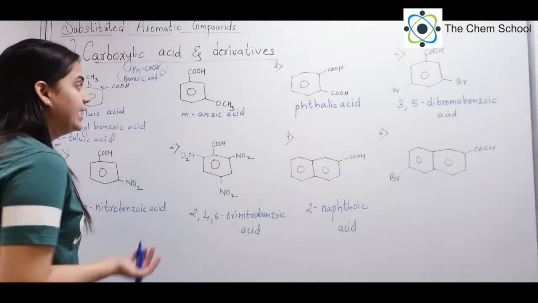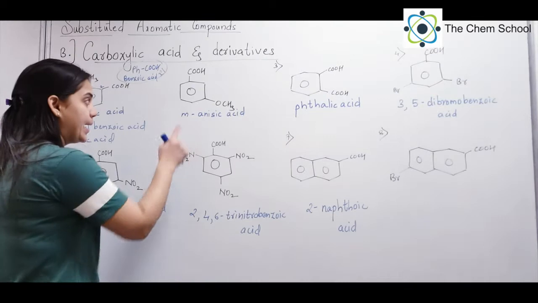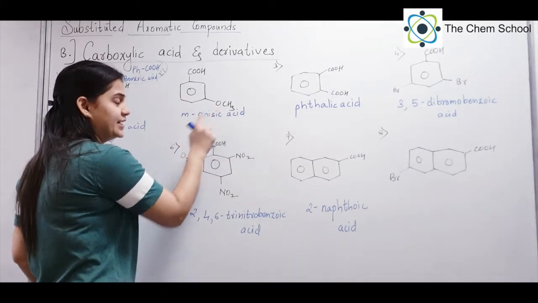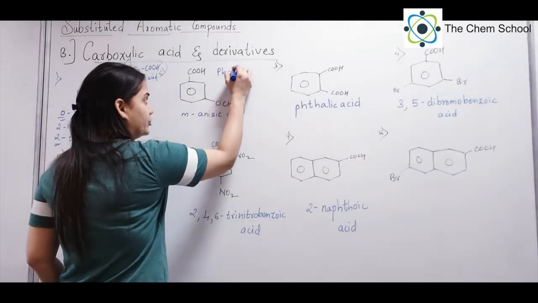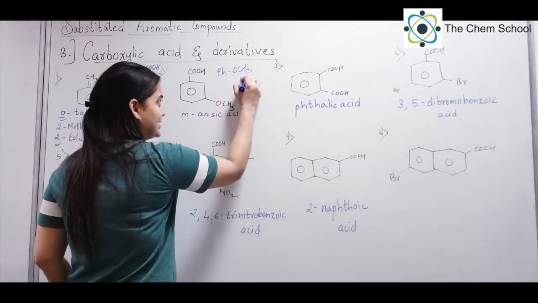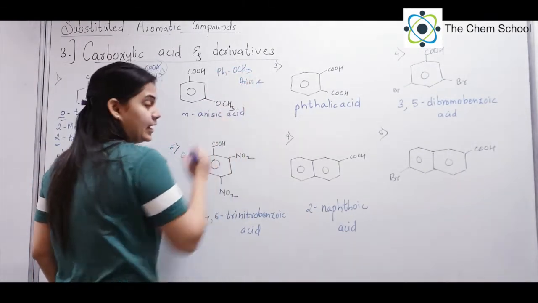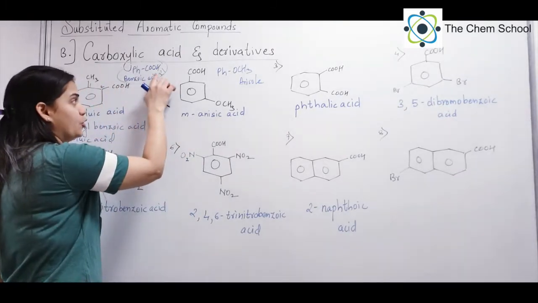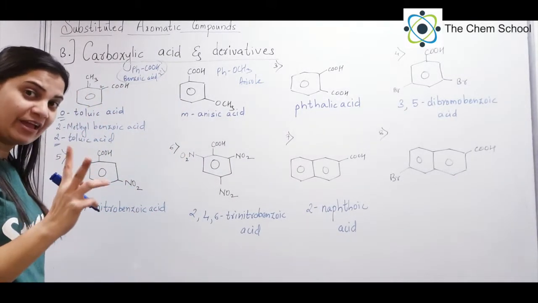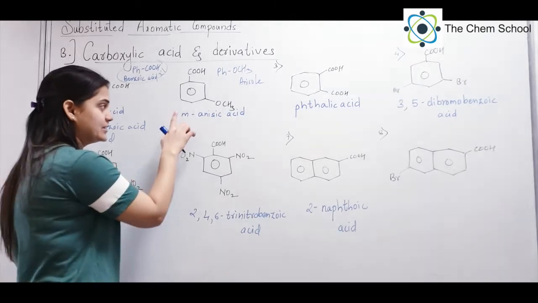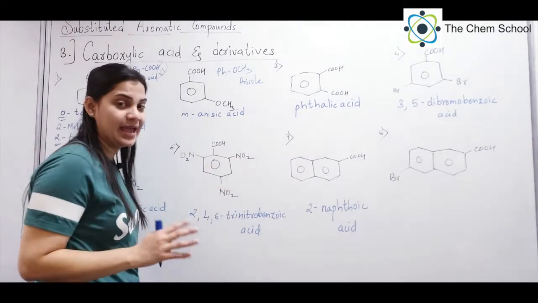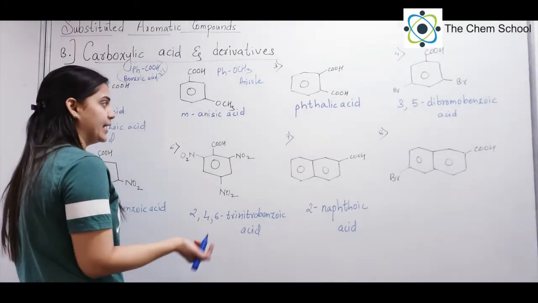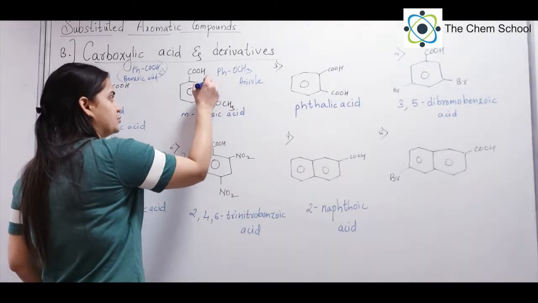Fine. Now have a look at the next one. Benzene with OCH3 is called anisole. I repeat, benzene with OCH3 is called anisole, right? And benzene with COOH is called benzoic acid. If I club them together, it is called meta-anisic acid. I repeat, it is called meta-anisic acid. And the meta position, let's say now it is 1, 2 and 3.